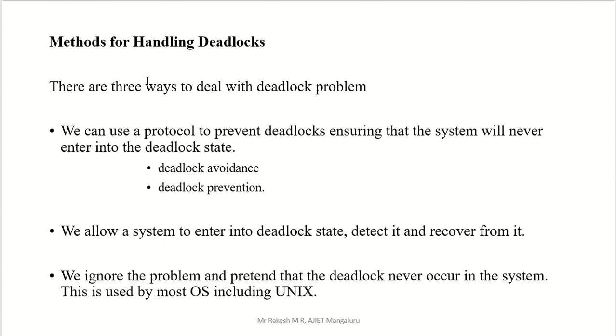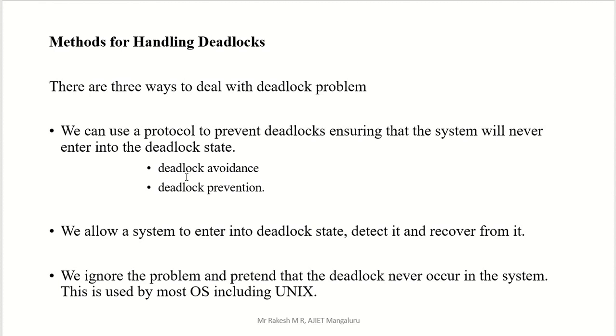Methods for handling deadlock. There are three ways to deal with the deadlock problem. We can use a protocol to prevent deadlock, ensuring that the system will never enter into the deadlock state. The first method for handling deadlock is to prevent deadlock, ensuring that the system will never enter the deadlock state. For that we are going to use two methods. One is deadlock avoidance, one is deadlock prevention. Those two methods we are going to see in further slides.